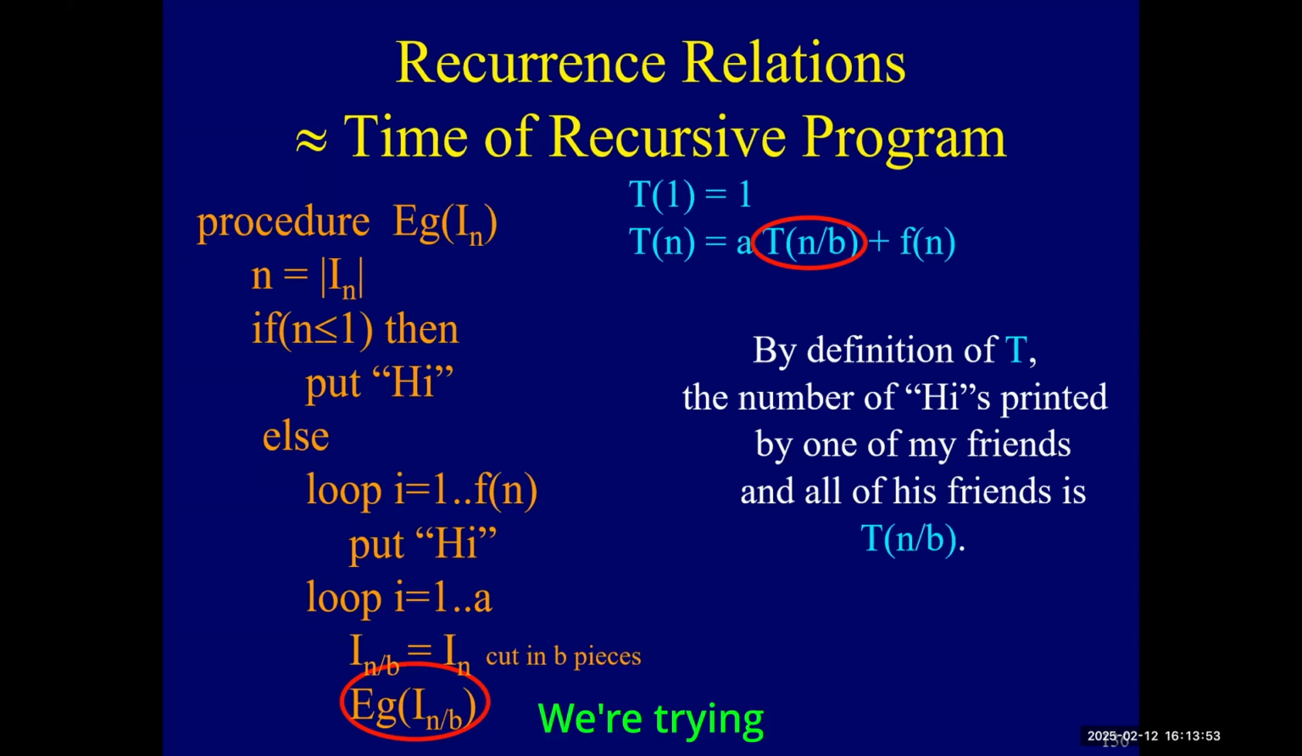We're trying to calculate T of n, which is the total work in this whole thing, right? So how much work is in this whole thing? Well, by the definition of T, it's going to be T of n over b. How much work am I personally doing? I'm personally doing f of n work, right? So what's T of n? Well, it's a times T of n over b plus f of n. Does that help at all? Not really, eh? Good?